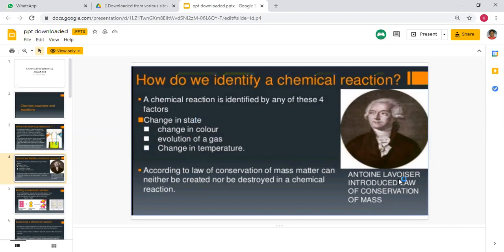Okay, I believe one is missing, which is evolution of light, right? Light is generated. That is also one possible factor. Yes, according to the law of conservation of mass, matter can neither be created nor be destroyed in a chemical reaction. We remember this. We did the experiment for this, right?